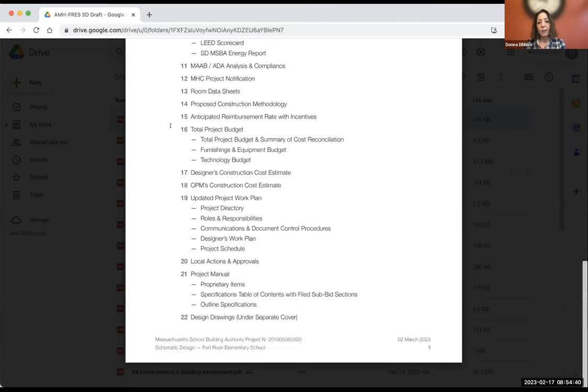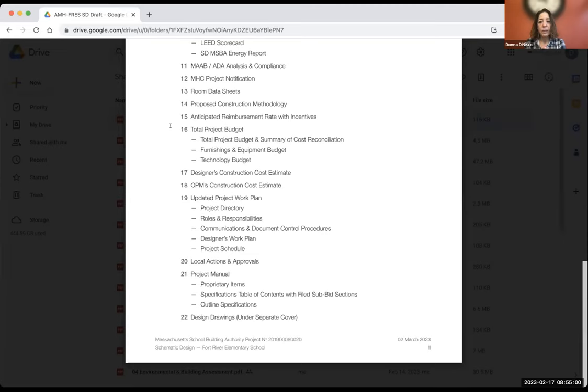We have updated our overall work plan and schedule. What's not included is the local actions and approval, which hopefully we will have today. And then the project manual, which really is the basis of design. It's an outline of it.